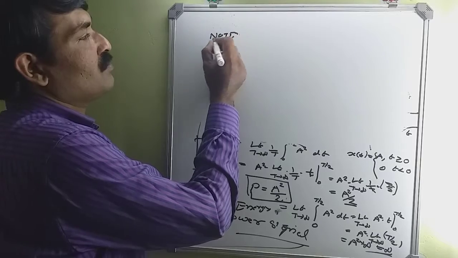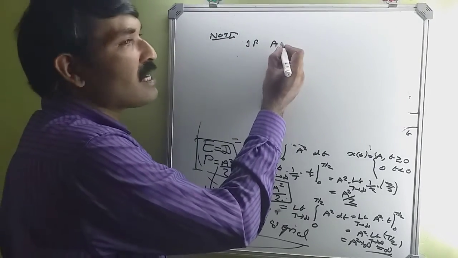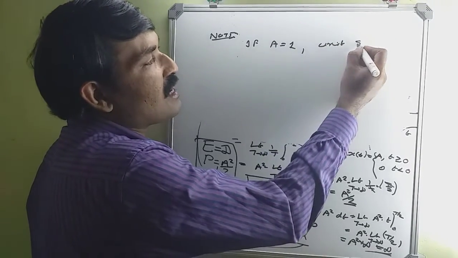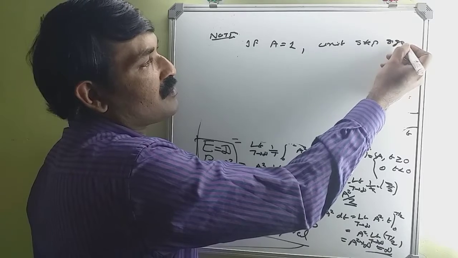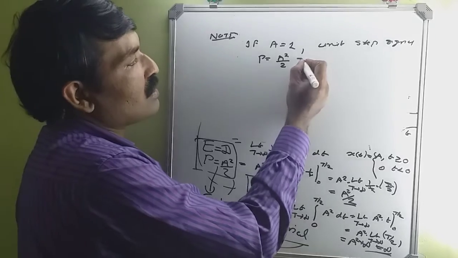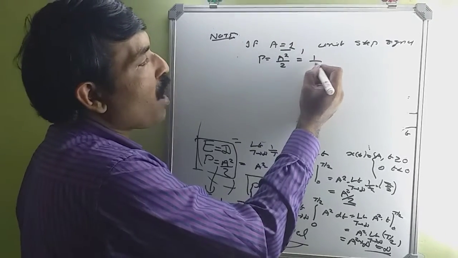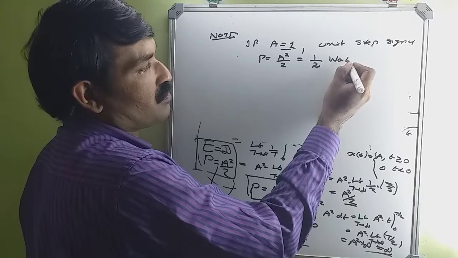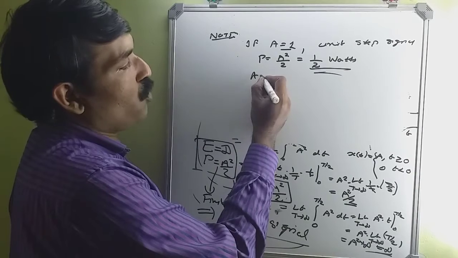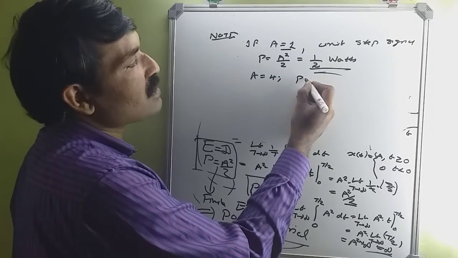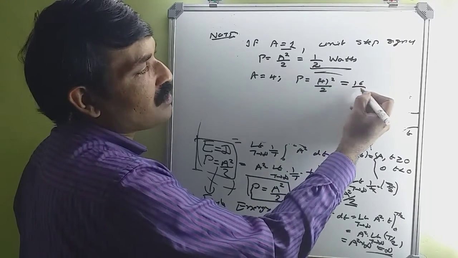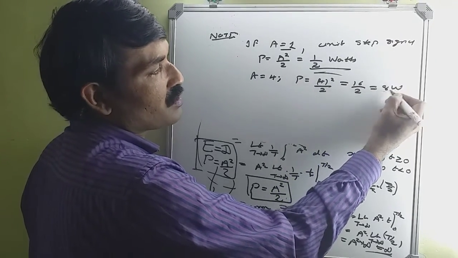Note, if A is equal to 1, that implies this is a unit step signal. Therefore, power is equal to A square by 2, that is equal to 1 square by 2, 1 by 2, and unit is watts. Okay, 1 by 2. For A is equal to 4, what is the power? Power is equal to 4 square divided by 2 is equal to 16 by 2, that is equal to 8 watts.